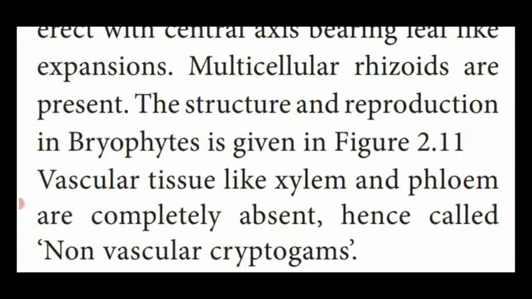Then next point, vascular tissues like xylem and phloem are completely absent. Hence they are called non-vascular cryptogams. We already saw this in the introductory part. Why are bryophytes named non-vascular cryptogams? The vascular tissues like xylem and phloem are completely absent in bryophytes, so they are named non-vascular cryptogams.